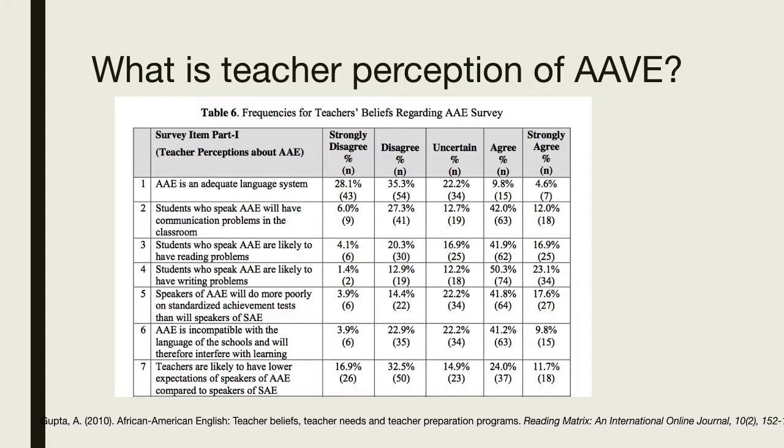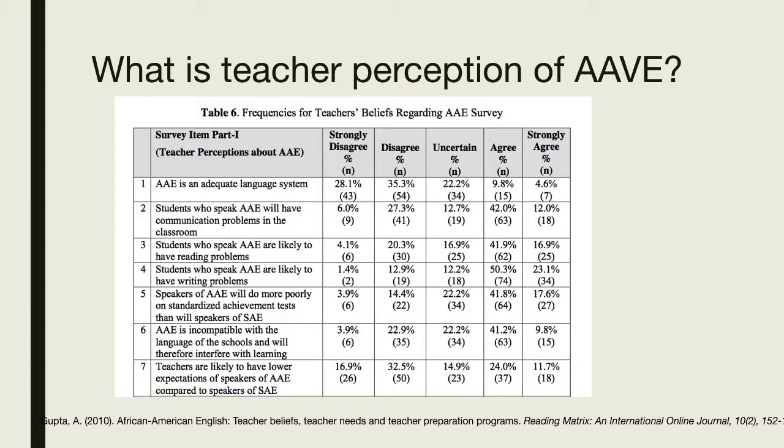So why is all this so important to me? And what does any of this have to do with disproportionality in special education? Well, I'll tell you. It's important because teachers perceive AAVE to be an inadequate language system, and they perceive that students who speak AAVE have a communication disorder.